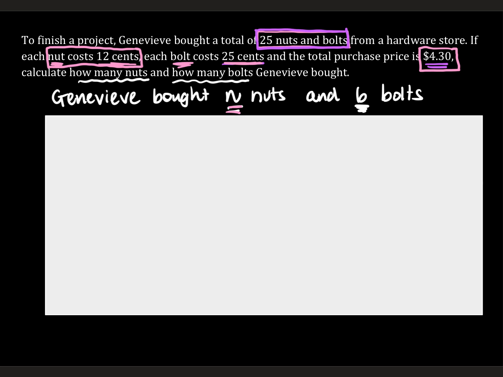Okay, I'll blank all of that out and do it again. We're down to she's bought N nuts and B bolts. Let's start with a total of 25 nuts and bolts. So what does that make? N plus B equals 25. And nuts cost 12 cents each, so that's going to be 12 lots of N. Bolts cost 25 cents, so 25 lots of B equals $4.30, which is 430 cents.